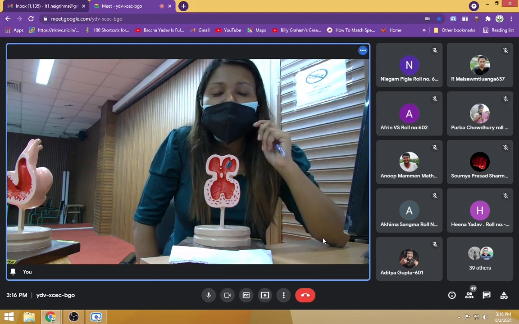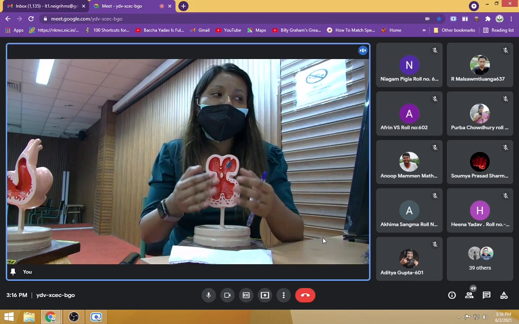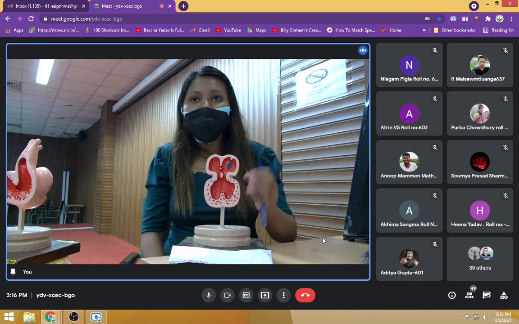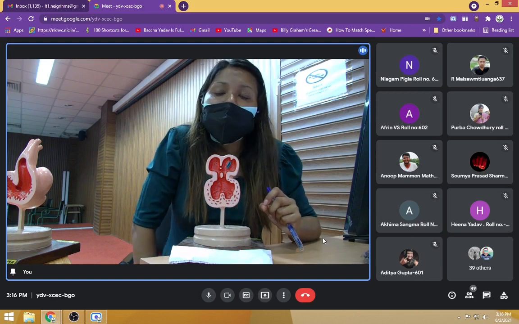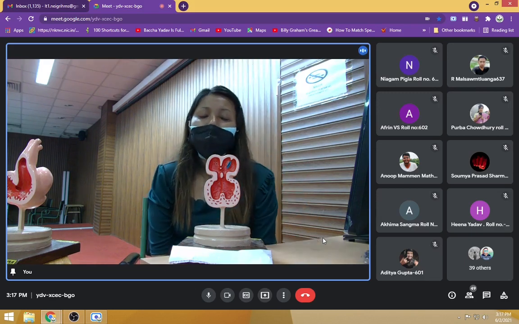And the last criterion of TOF is, since there is increased pressure, there is increased blood in the ventricle, so you will have right ventricular hypertrophy. The last is RVH, right ventricular hypertrophy. So what are the four things in tetralogy of Fallot? Number 1 is pulmonary stenosis. Number 2 is VSD. Number 3 is overriding of aorta. And number 4 is right ventricular hypertrophy. Why is pulmonary stenosis occurring? Anyone? I have told many times.